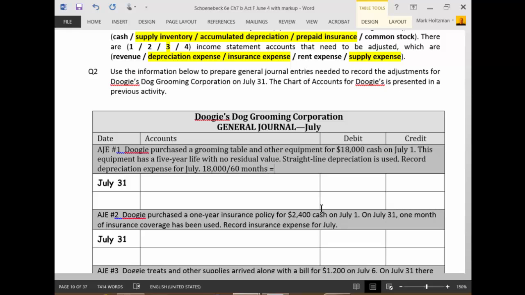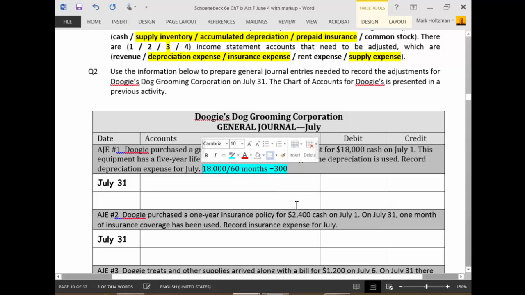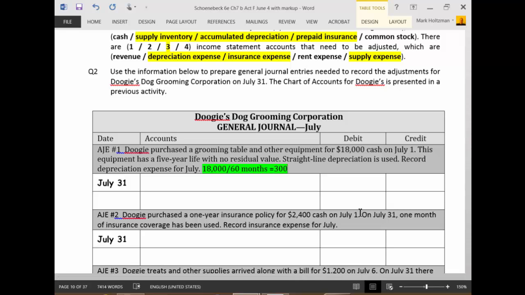Everybody gets this wrong. I can put it on the exam, and I know everyone here is going to get it right because I'm alerting you to it now, and you're going to be very careful about it. But you should know that in a regular semester, everybody gets this wrong. 18,000, the total cost, divided by the number of periods. In this case, you're only depreciating for a month. So you divide by the number of months, 60 months.